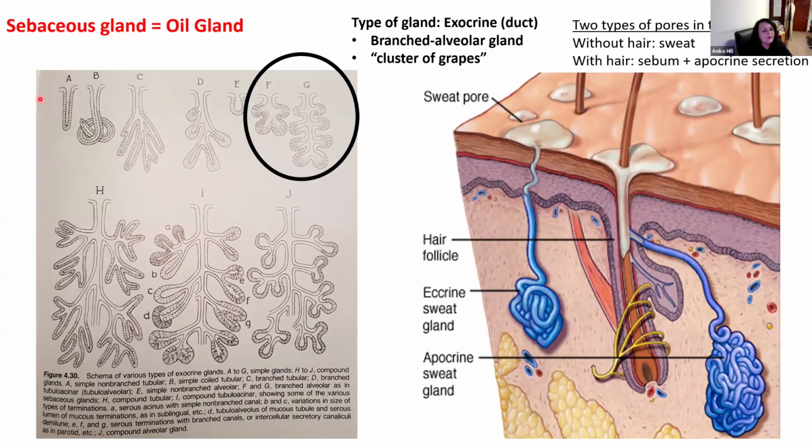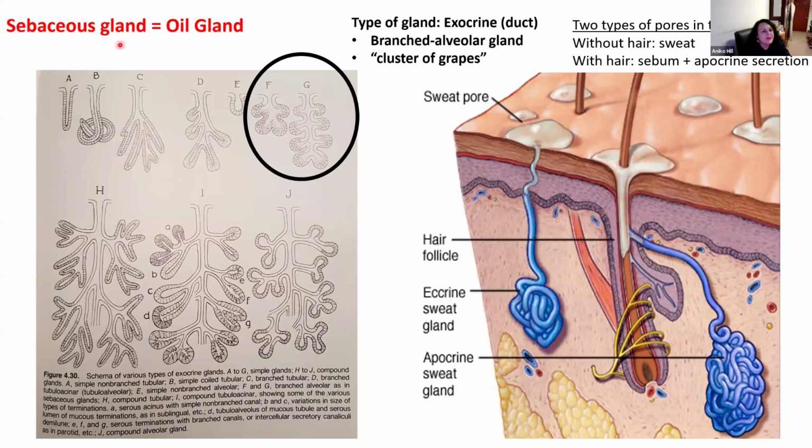And I put here for you a reminder of the classification of the glands. On the top, from A to G, are the simple glands. Some of them are really simple, some of them are a little bit branched, like here. And on the second row, you can see the complex big glands.